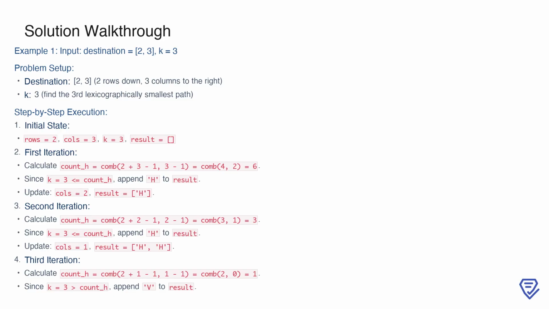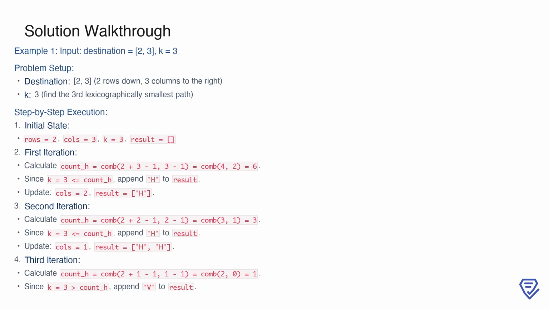In the first iteration, we calculate the number of paths starting with an h, which is determined using the combination formula. Specifically, comb(4, 2) equals 6. Since k is less than or equal to this count, we append h to the result, reducing the column count to 2. Moving forward, we calculate count_h for the updated state as comb(3, 1), which gives us 3. Again, k is less than or equal to this count, so we append another h and reduce the columns to 1. In the third iteration, we calculate count_h as comb(2, 0), which equals 1.